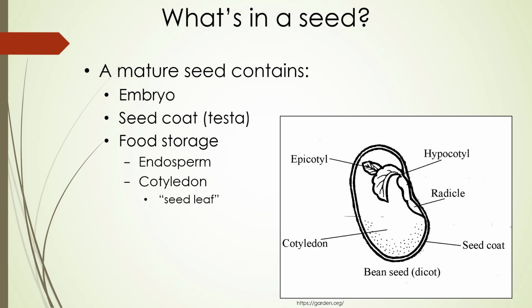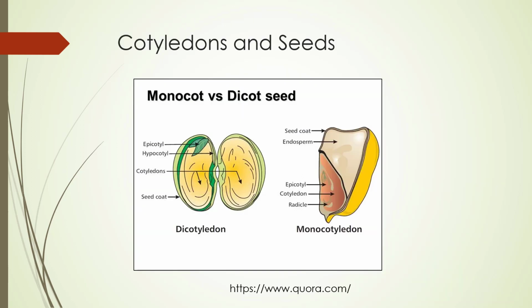So within a mature seed, you're going to find an embryo, a seed coat, food storage, which would have the endosperm, and cotyledon, which is the seed leaf. Okay, so here's a picture of a bean on the left, which is a dicotyledon, and a corn seed on the right, which is a monocotyledon.